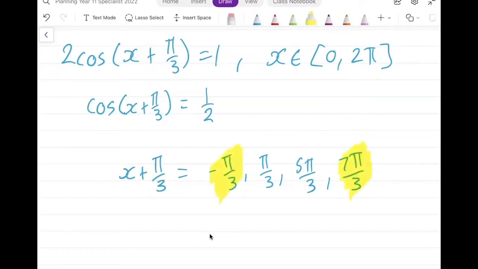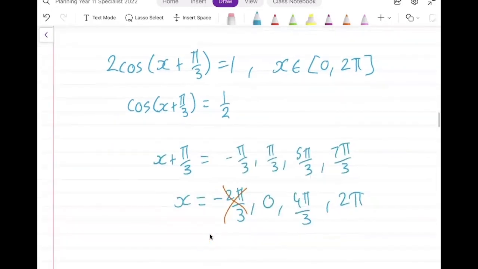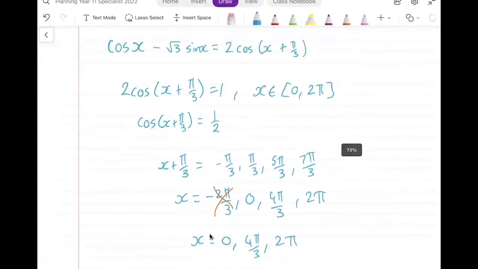With some of these questions, it can be good to include one either side and see which one is going to stick around and which one is going to leave. That means x is going to equal, if I subtract pi on 3 from everything, minus 2 pi on 3, 0, 4 pi on 3, and 2 pi. This solution is less than 0, so I'm not going to include that. I'm going to wind up with solutions for x being equal to 0, 4 pi on 3, and 2 pi as my possible values for x.